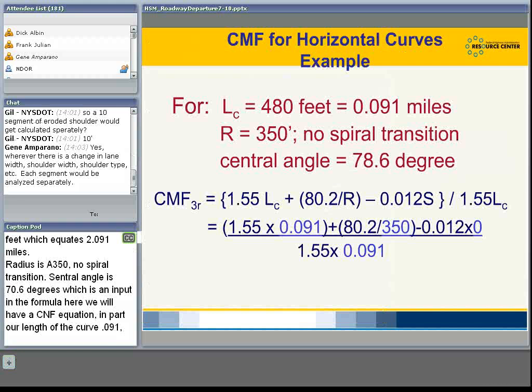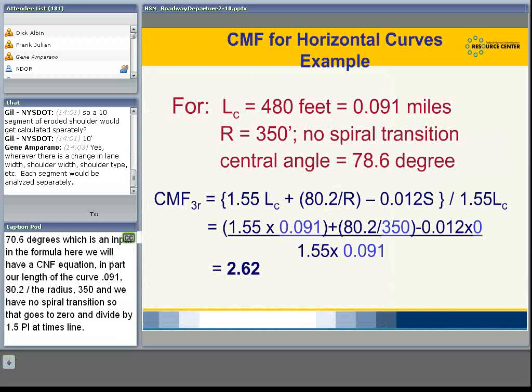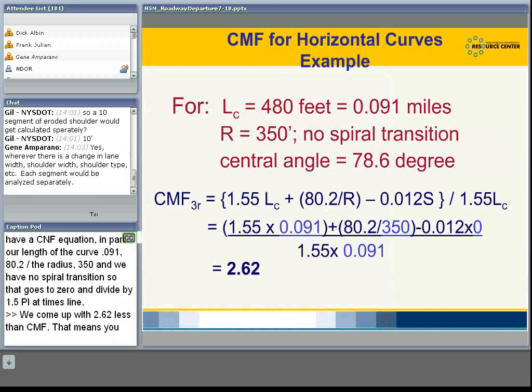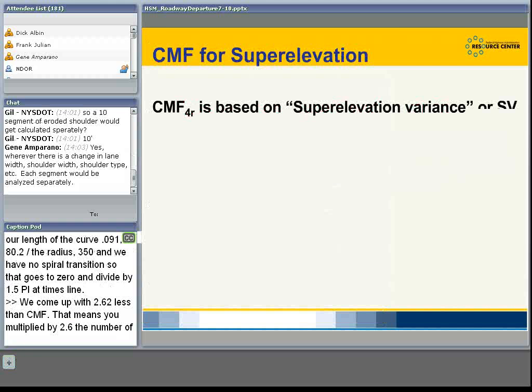So here we'll have a CMF equation. We input the length of our curve at 0.091. We have 80.2 divided by the radius, which is 350. In this case, we had no spiral transition, so that goes to 0. And then we divide by 1.55 times the length. And for that, we come up with 2.62 as the CMF. So that means that you multiply by 2.6 the number of crashes that you might expect if there was no curve at all.